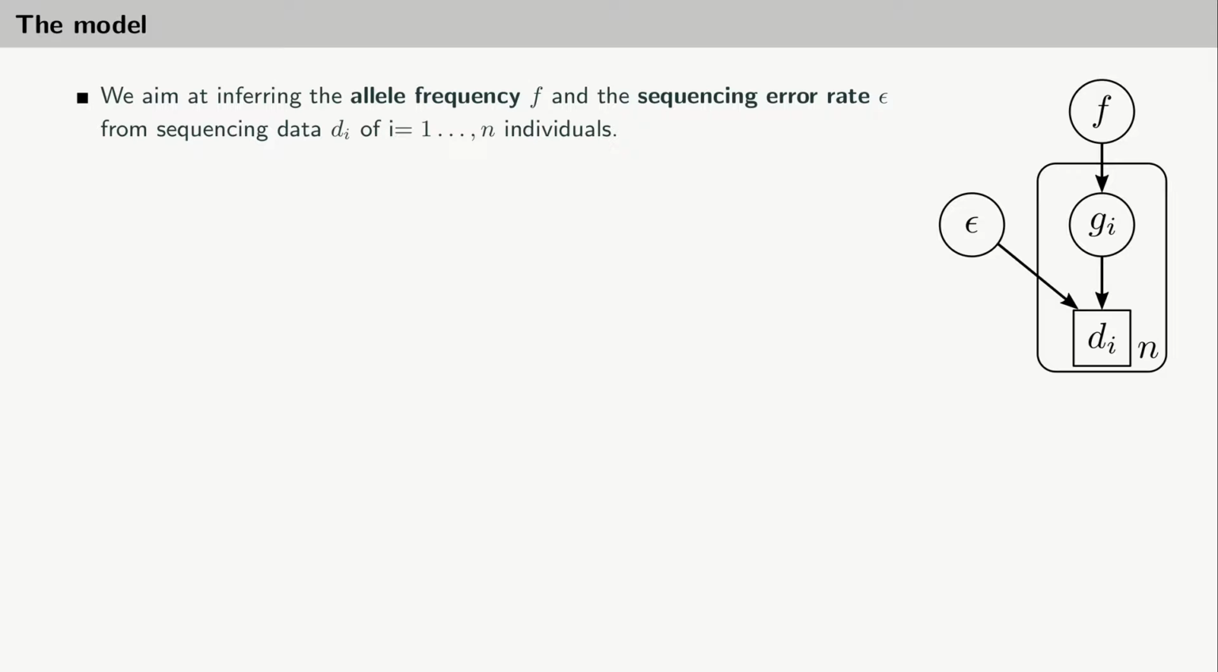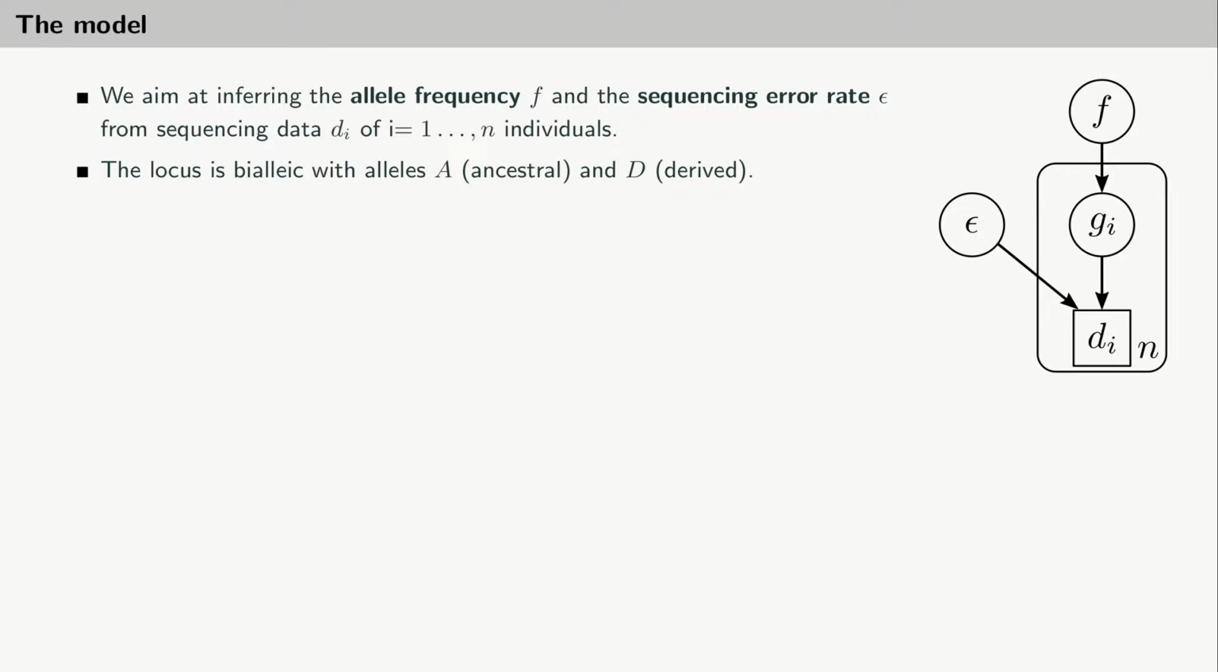The general aim is to infer the allele frequency f at a particular locus, as well as the sequencing error rate epsilon from some sequencing data of n individuals. We're going to denote the data of individual i by di. Let us make a bunch of assumptions.